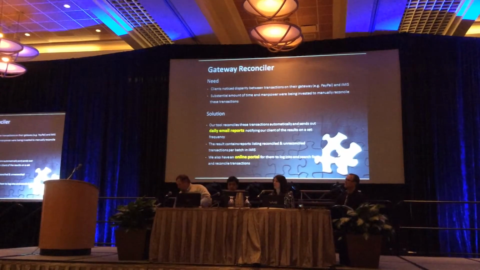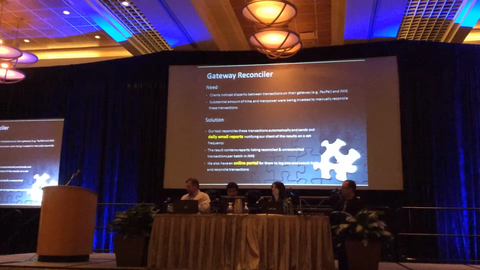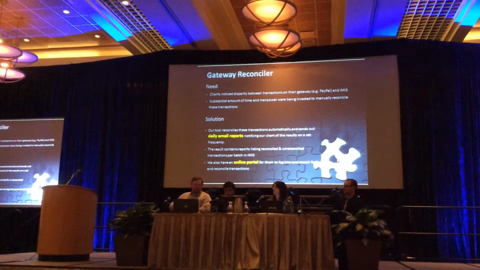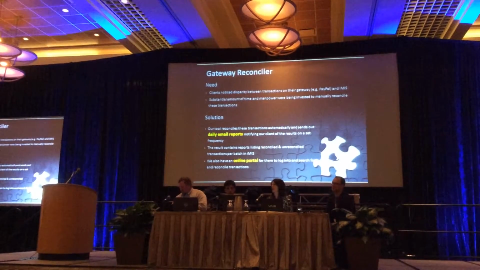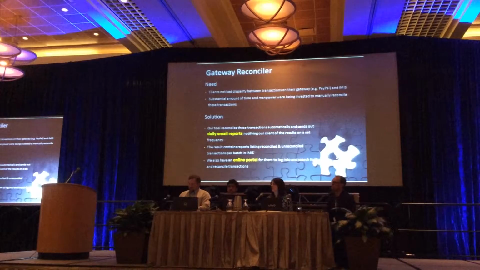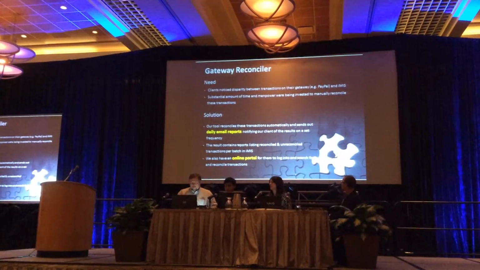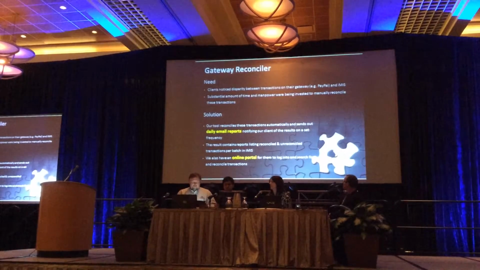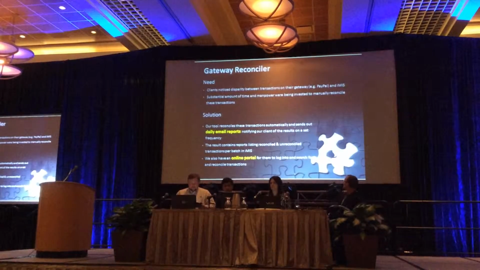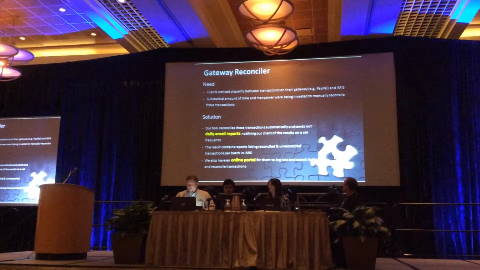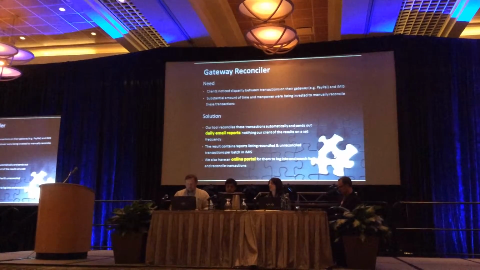Our tool reconciles these transactions automatically and sends out a daily email with a report notifying our client of the results. So the staff walks in the morning, looks at this email, and if all the transactions have been reconciled, they're done. But if there are some unreconciled transactions, the staff will have to go ahead and investigate only those transactions. But it saves a lot of time. It does it by transactions per batch in IMS. So this is the automatic feature of the reconciler.